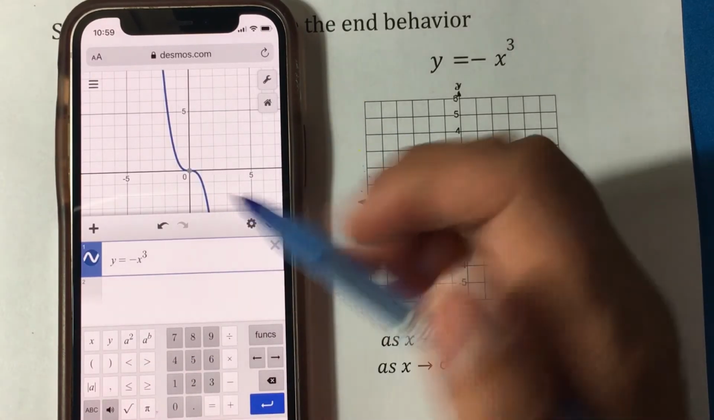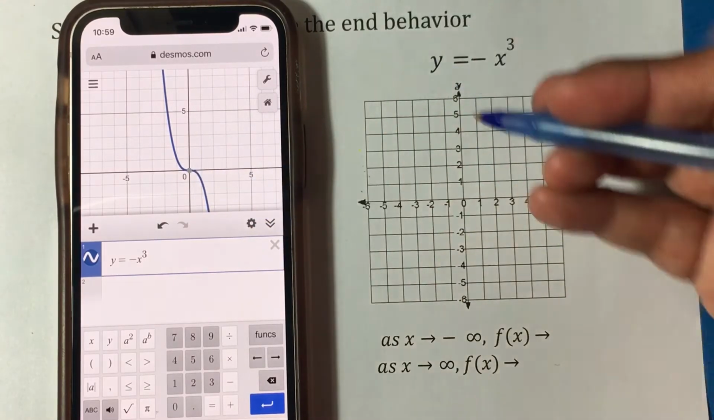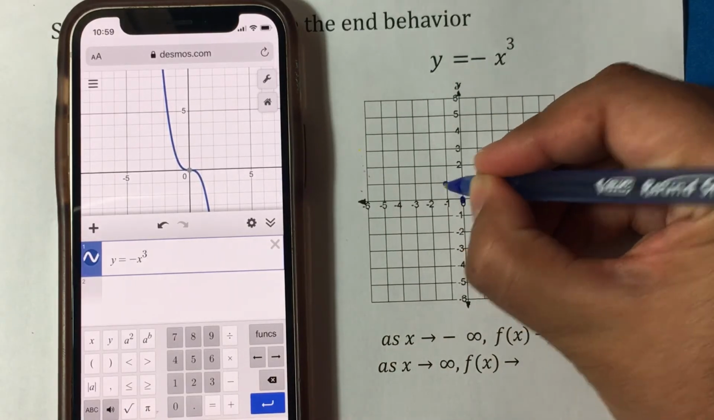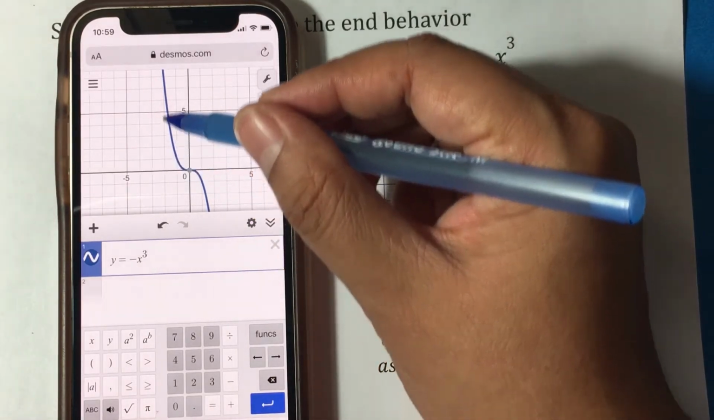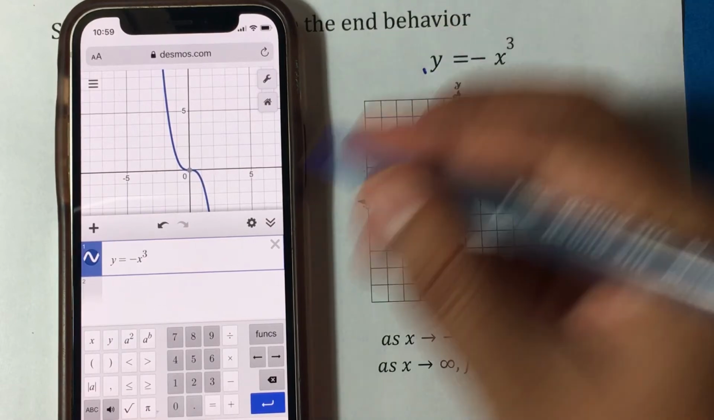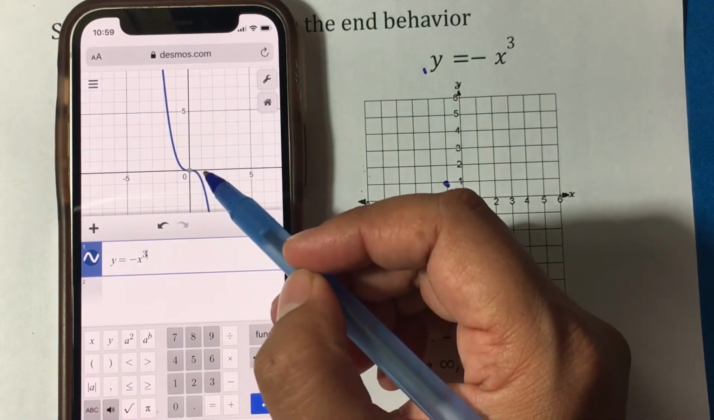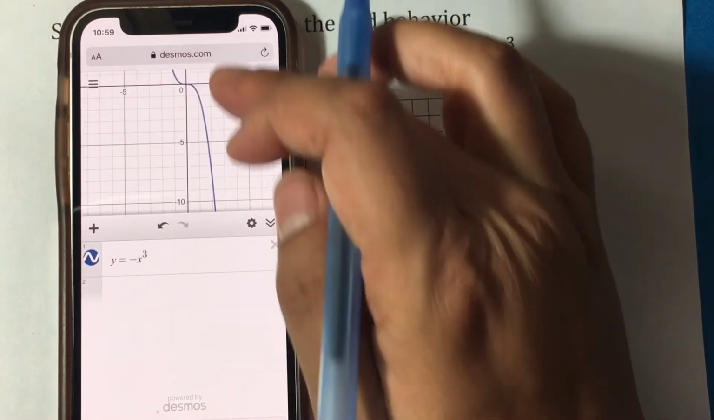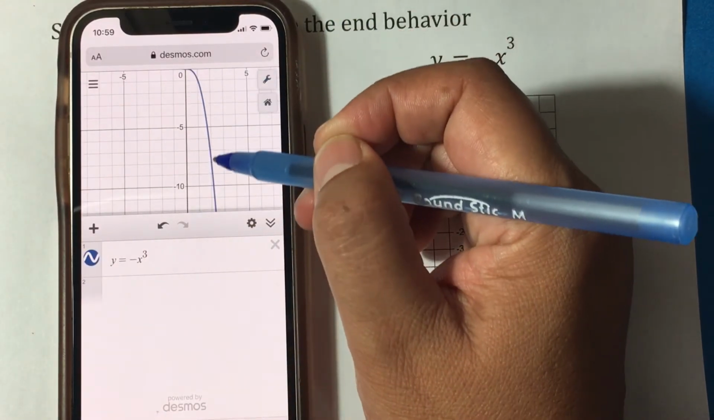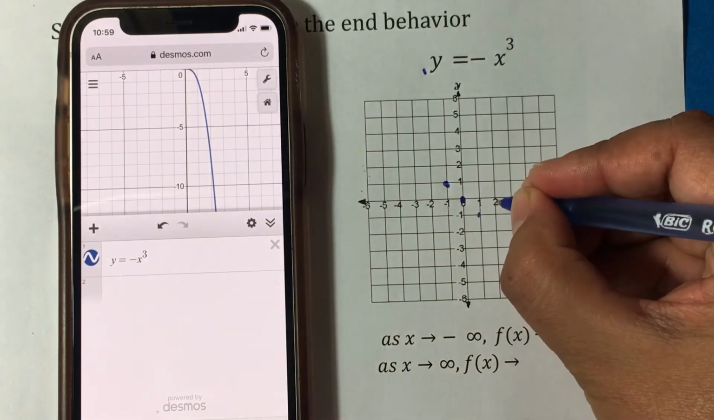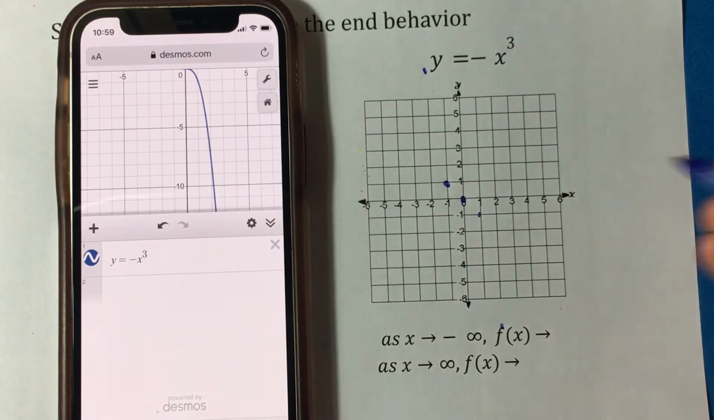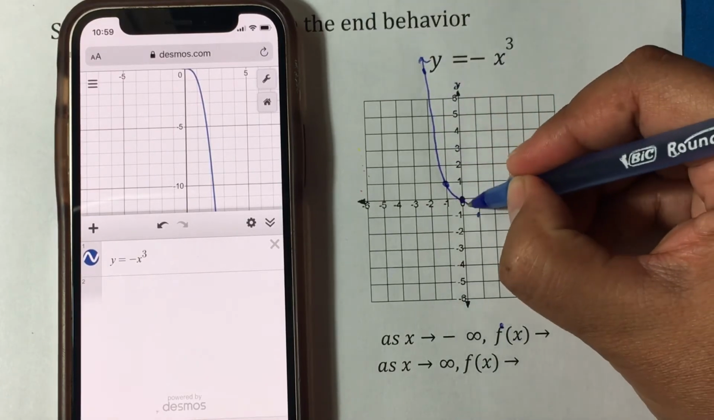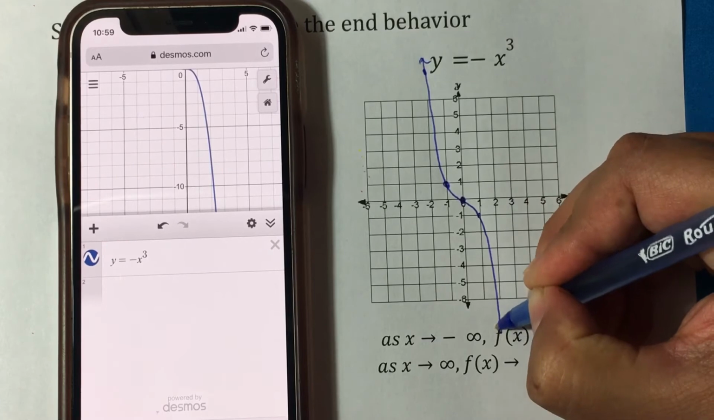And so the sketch again is (0, 0), (negative 1, 1), negative 2 will be positive. For the other side, it's going to be (positive 1, negative 1), and positive 2, negative 8. So this is how my graph will look. My sketch of the graph.